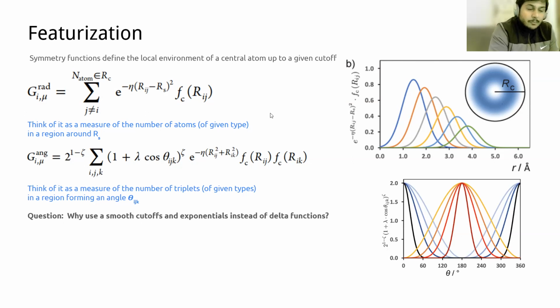So you have these three things: two-body correlation functions, three-body correlation functions, as well as a cutoff. And that builds your features for the Behler-Parrinello framework. All right.